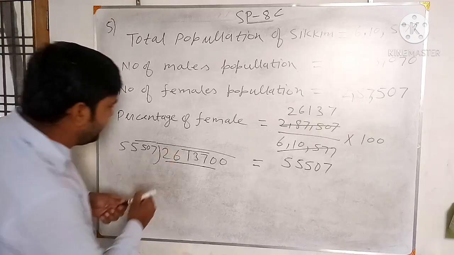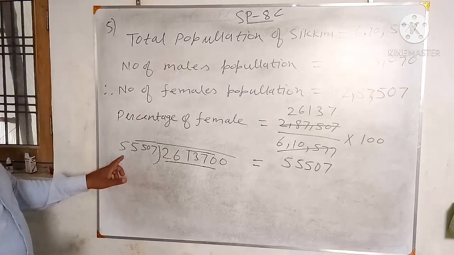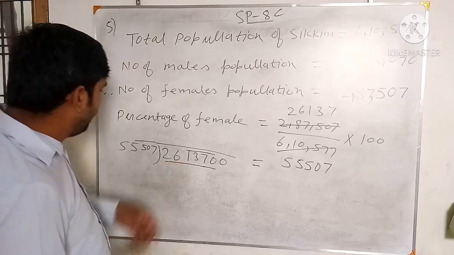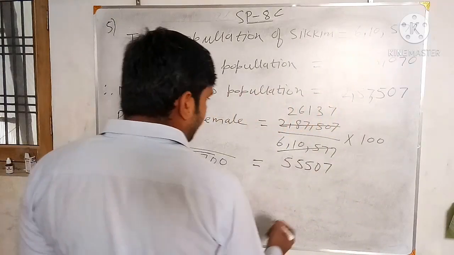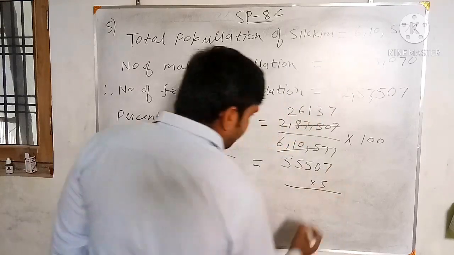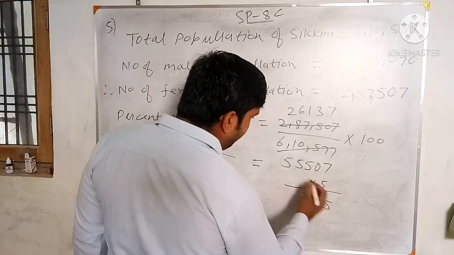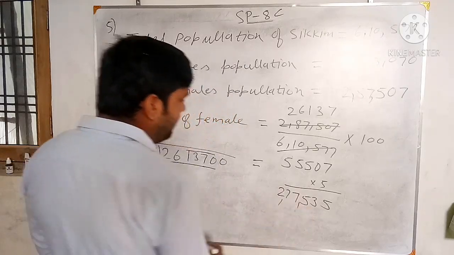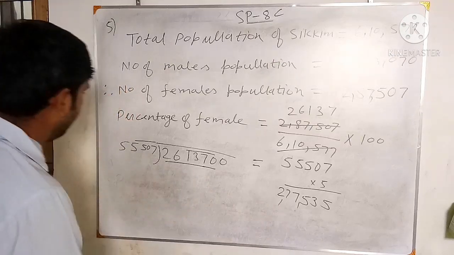Here we ignore the 4 digits. So here the number is 26 and here the number is 5. How many times will this 5 go in 26? 5 times. So probably this number is divisible 5 times. See how much it will come if you multiply 55,507 by 5. 5 7s are 35, 5 carry 3, and so on, giving 2,77,000. Here we have 2,61,000. So this is more. Definitely it will go 4 times then.